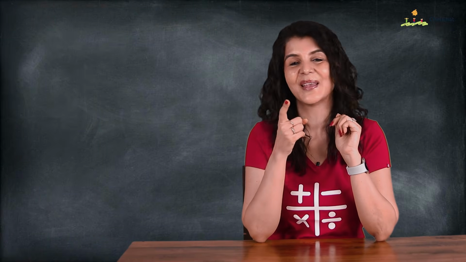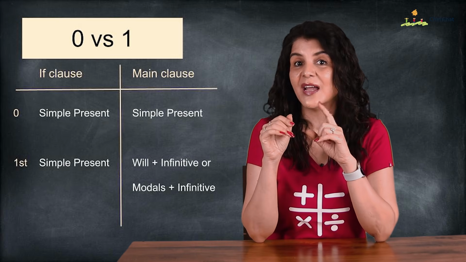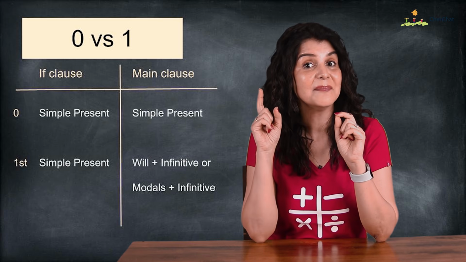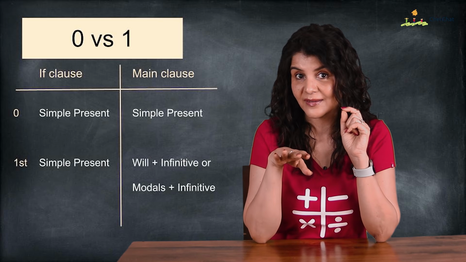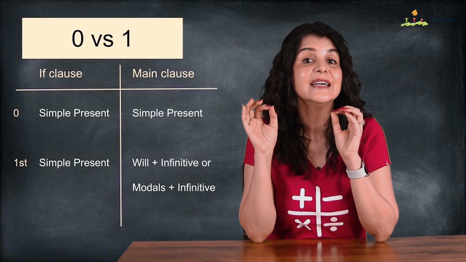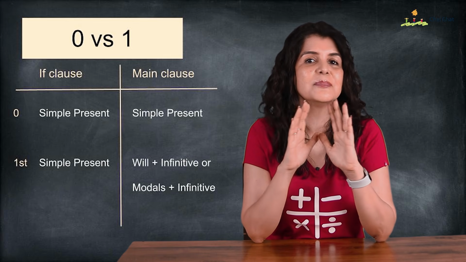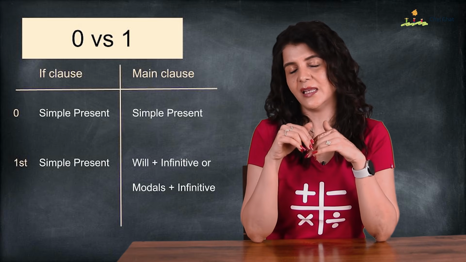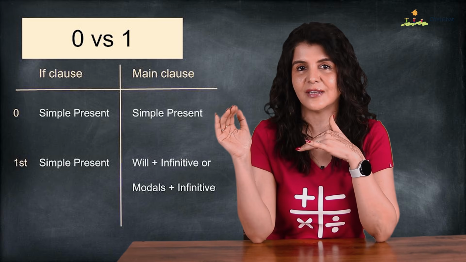Easy to remember? Okay, now let's look at the difference between zero and first conditional. Both have the if clause in simple present tense. The difference lies in the main clause. For zero conditional, this is also in simple present tense. And for the first conditional, this is will plus the infinitive form of the verb. Basically, when the if clause is in simple present tense, there are only two options for the main clause. Either it will be in simple present tense, or it will have will or a modal plus an infinitive.